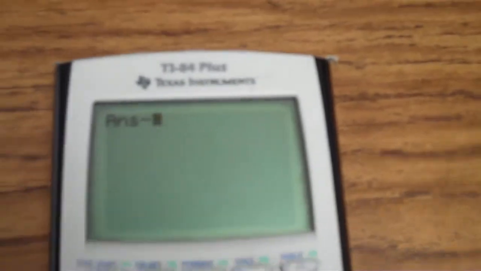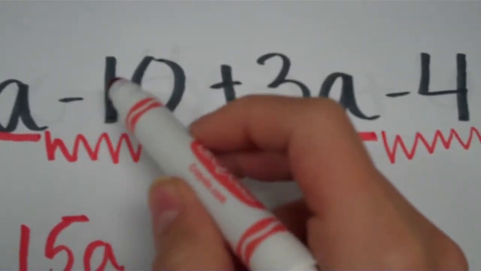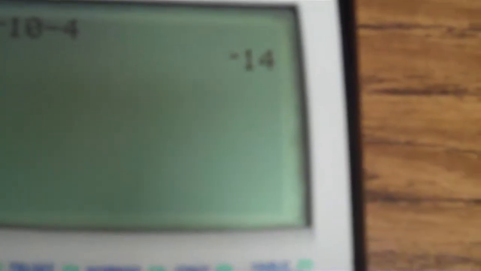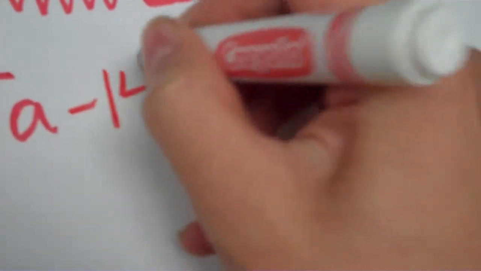We don't want that, okay? And if you remember in that note video from yesterday, I said if it's in the front, it is a negative. So you're going to put, I'm down here, negative 10. Okay? And then we're going to put minus 4. Minus 4. And I end up with negative 14. Okay? So I'm just going to write minus 14.